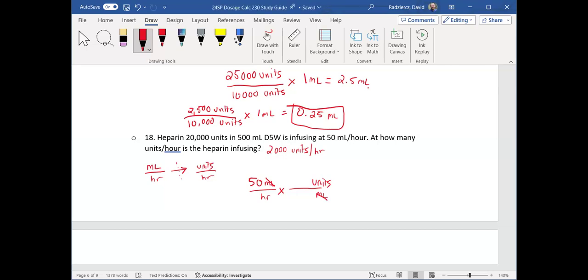And then I look at my IV solution. It says 20,000 units, 500 ml. So I'm going to put the units with the units, ml with the ml, and then I'm going to get 2,000 units per hour. I don't know if you'll see a question like that, but I know you'll likely see it on ATI. So it's a good one to know how to solve.